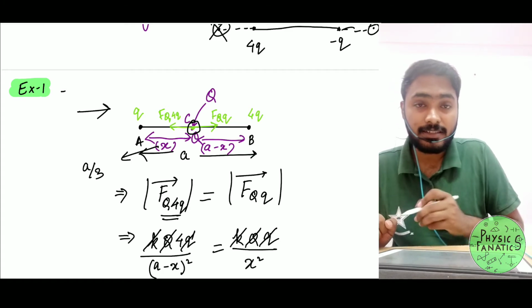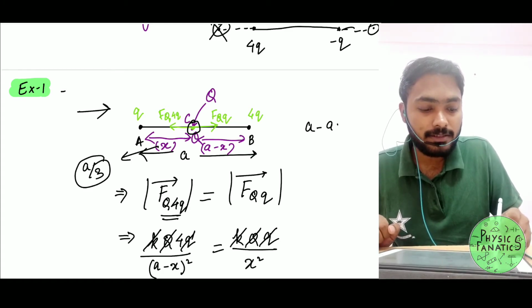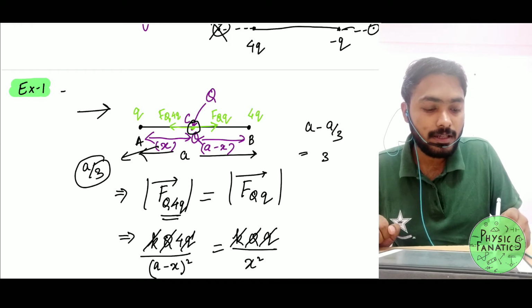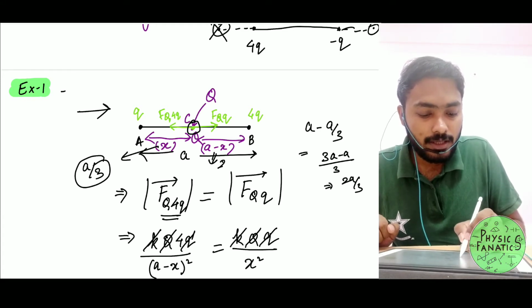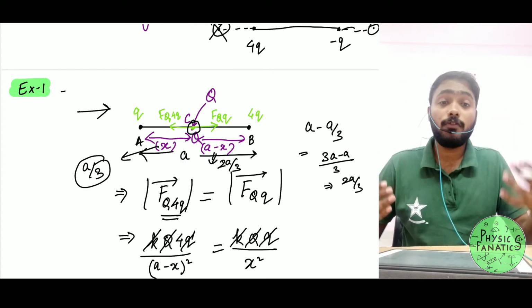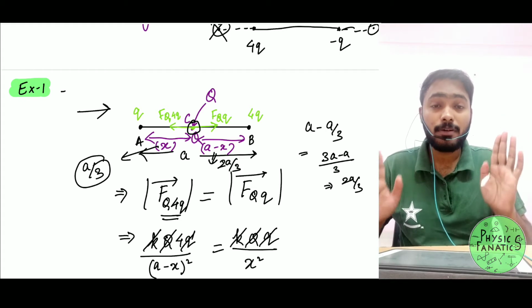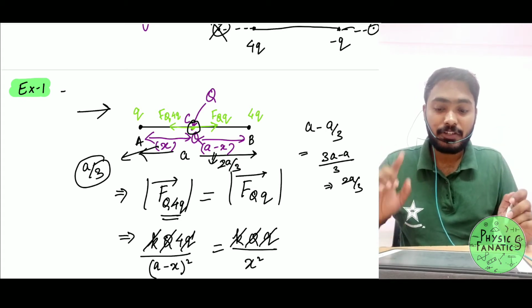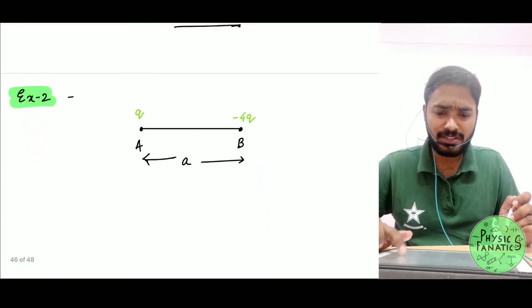In this direction, if this is a by 3, then a minus a by 3 will be simply 3a minus a upon 3, so this will be 2a by 3. This is 2a by 3 from the 4q charge, in that direction. I hope that is understandable. So I got the position. If that is understandable, let's go to the next question.